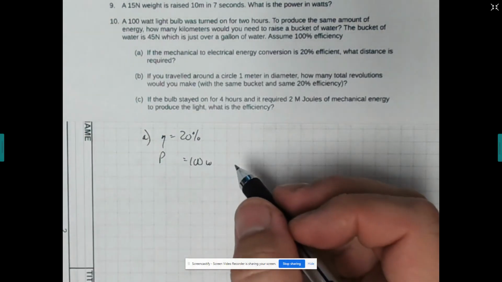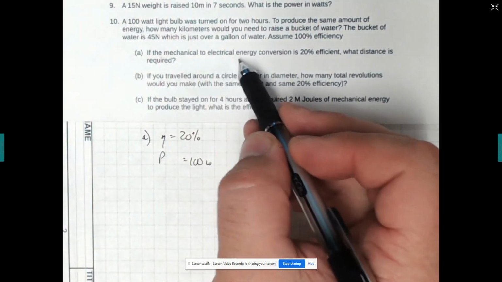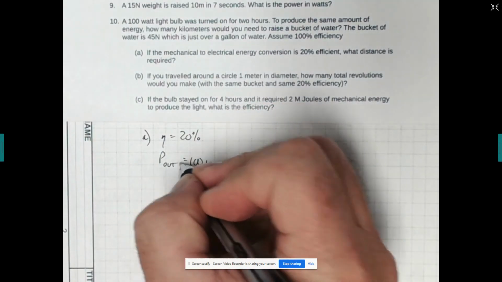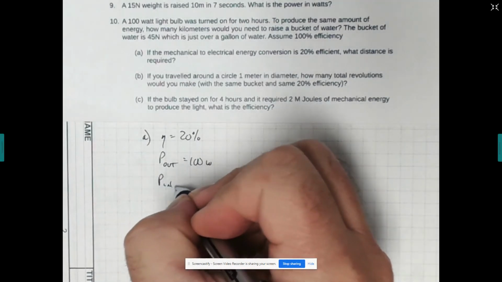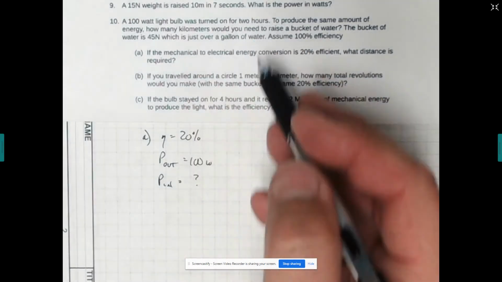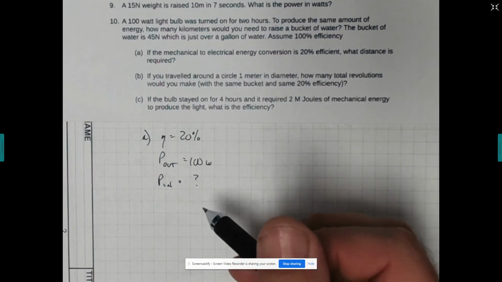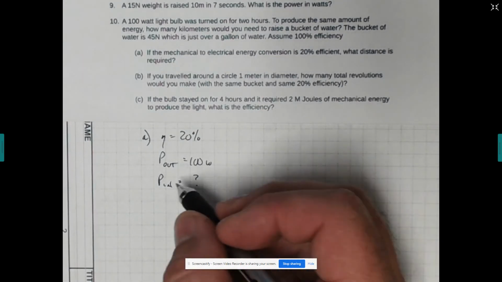We've got to figure out, is that the in or the out? Okay, so it's mechanical to electrical. So the electrical is the out. The power in is what I want. So we've got to solve for that power in, so then we can redo that distance equation that we just did in order to solve for the distance using the work equation. So we've got to solve for this.